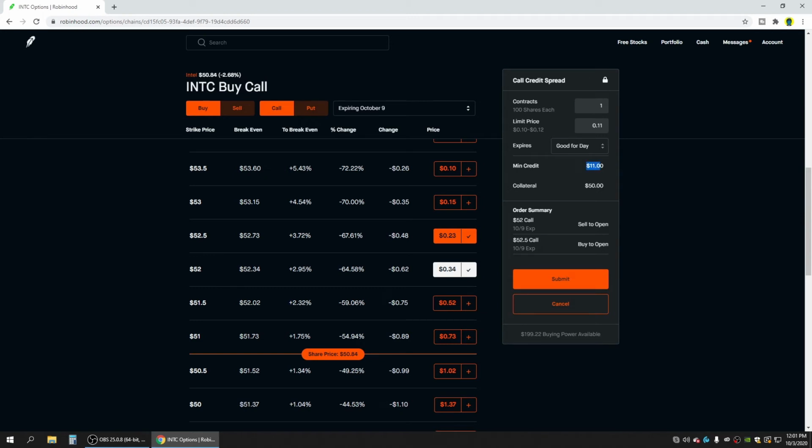of our order. We got our minimum credit of $11, our total collateral, which is $50, the difference between the strike prices. So our total risk on this play is $39 because you do 50 minus 11, and as long as Intel ends below 52 by October 9th, we'd be able to receive the full $11 credit on this. But if the stock ends above 52.5, we're going to lose all of our collateral minus our credit. So we receive the credit up front. We already have that, but let's just say Intel ended at like 53.5 on October 9th when these contracts expire. We're going to lose all of our collateral, but we already received $11 in credit, so we're only going to be really losing $39, like I said.